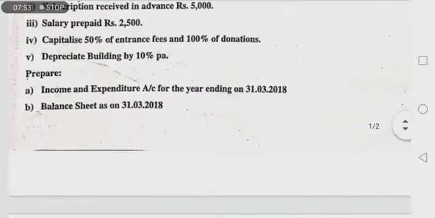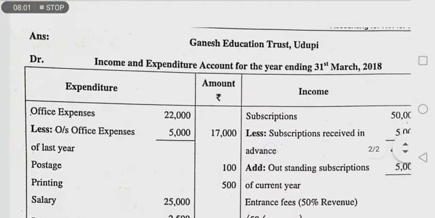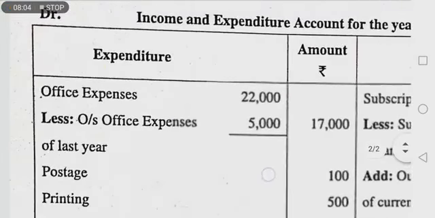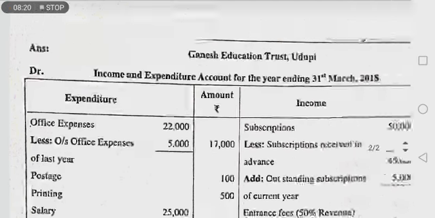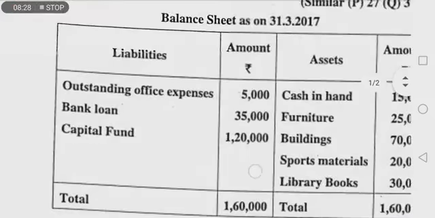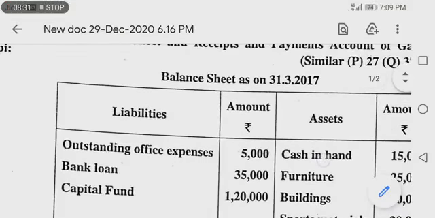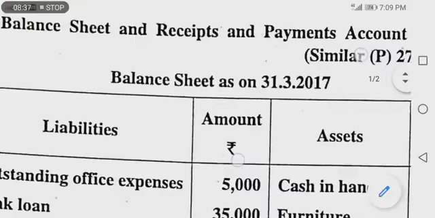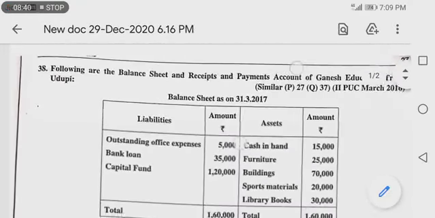Under the expenditure side, you can see at first they have written 22,000, the balance given in the payment side of the receipts and payment account, and later on they have deducted outstanding office expense, that is 5,000. Now the question is, where did that 5,000 arise from? It is from the balance sheet. You can see in the balance sheet under the liability side they have given outstanding office expense, that is 5,000. And you just see that the balance sheet date is 31st March 2017. So that is the previous year, last year.